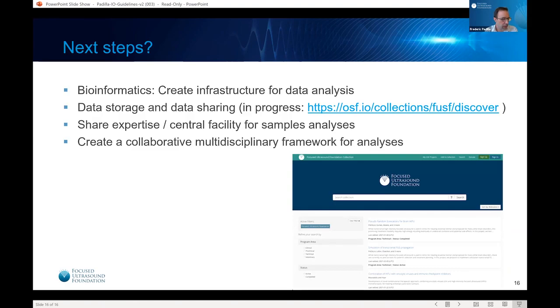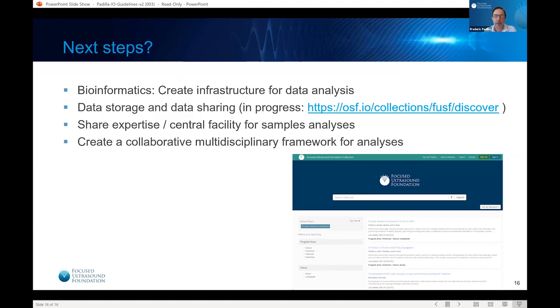So we have a few minutes to discuss, or maybe not, but at least this afternoon we will discuss the next steps. So some of the points that we discussed yesterday. What is important now to progress? Is it for the foundation to support, for example, a suggestion from Dr. Lim, infrastructure for data analysis in terms of bioinformatics? Is it to provide support for data storage and data sharing?